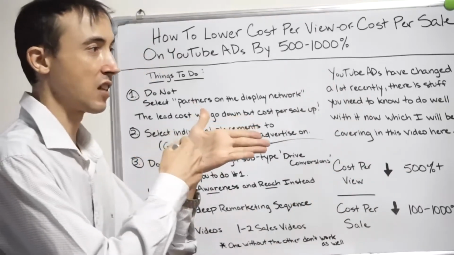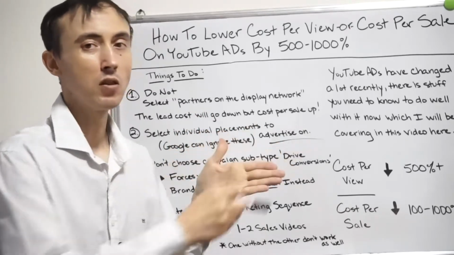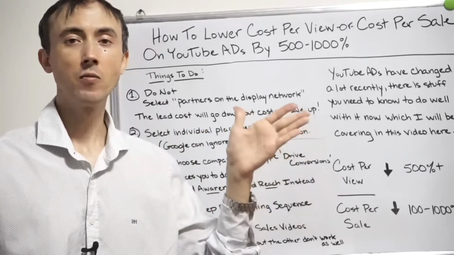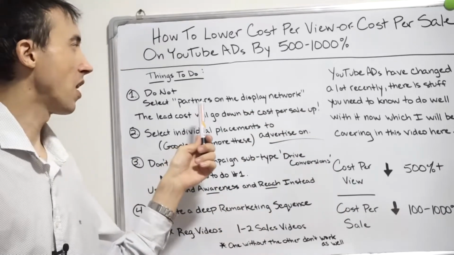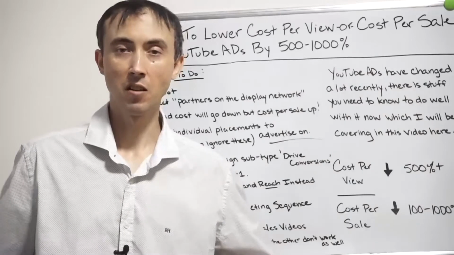You'll see a message that says, because you chose drive conversion subtype, you have to do video ads on the partners of the display network. So in other words, videos outside of YouTube again.